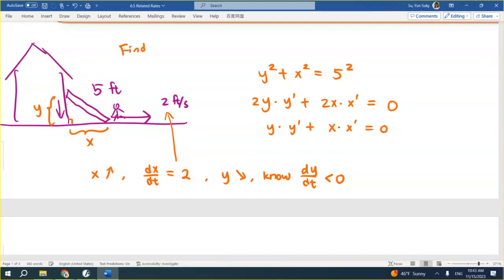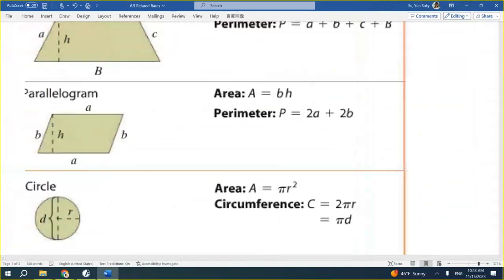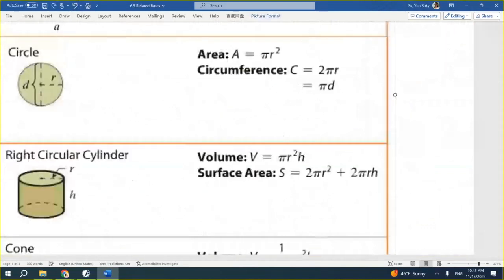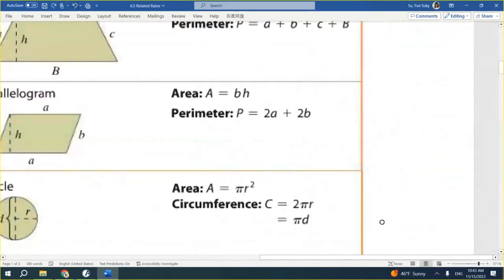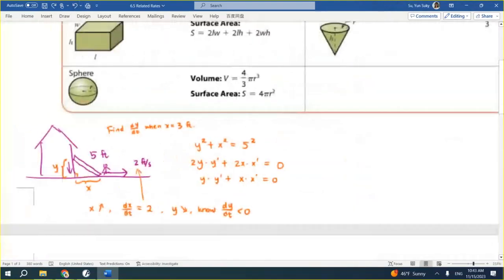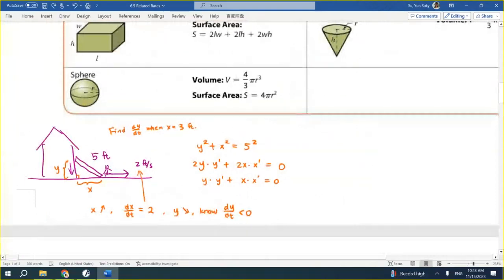Okay, I should say find the dy/dt when x equals 3 feet, like that. Okay, so now you can plug in the number. Oh, okay, so right here. Okay, so we plug in the number. X is 3, yes? X prime is what?